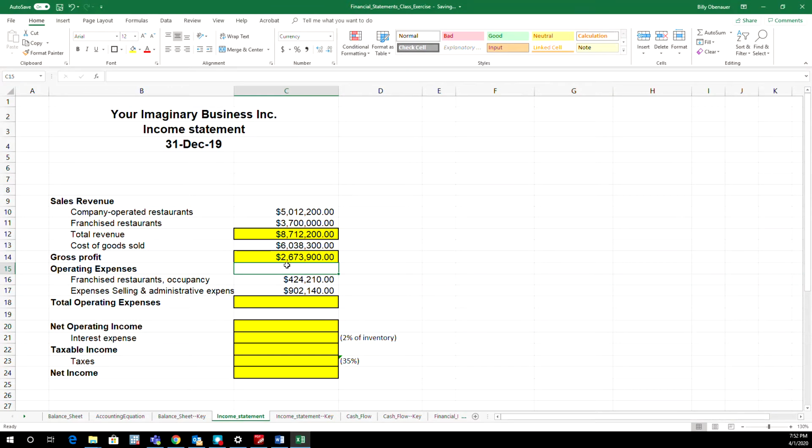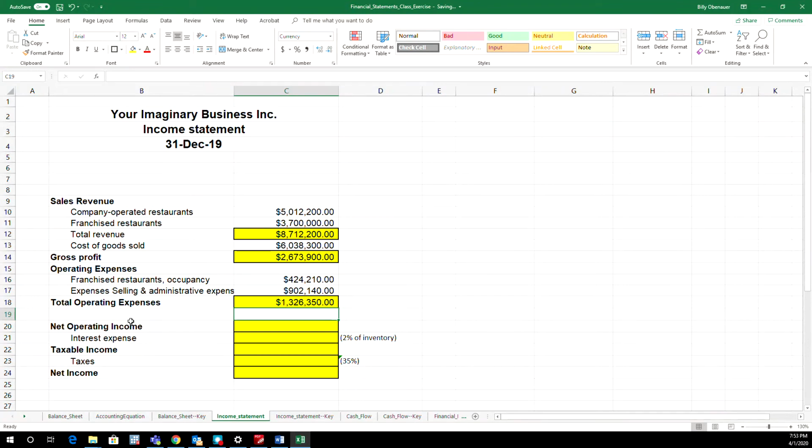Now we have our operating expenses. And there's only a couple operating expenses listed in this statement. You'll typically see more than this, but this is a very simple statement designed for just teaching purposes. And we have our franchise restaurants, occupancy fees, and then expenses related to selling and administrative expense. And we want to get our total operating expenses. So to get our total operating expenses here, we're going to just add these two numbers. And that gives us our total operating expenses.